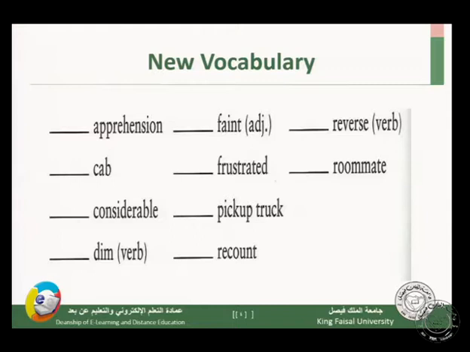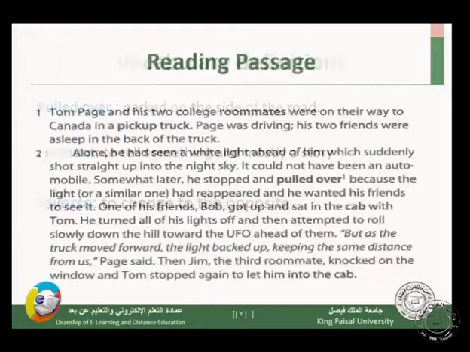Usually we use the word dim with light. So dim light means faint light. Faint means slight, and it also comes with the meaning of passing out. He fainted. Frustrated means discouraged. Pickup truck, a small truck. Recount, as we said, to tell a story. Reverse means the opposite. Roommate is someone who shares your room or house. Okay, let's go to the reading passage.